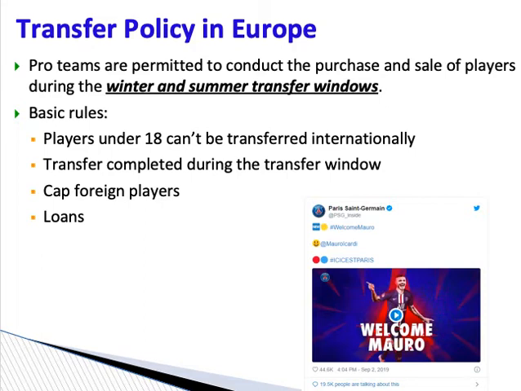Some of the young talented players are not able to play because they're so young and don't have a lot of experience. In order to help these players grow, professional teams are allowed to loan them to other teams to play there. Right, so this is something kind of different when we look at transfer policies in Europe.